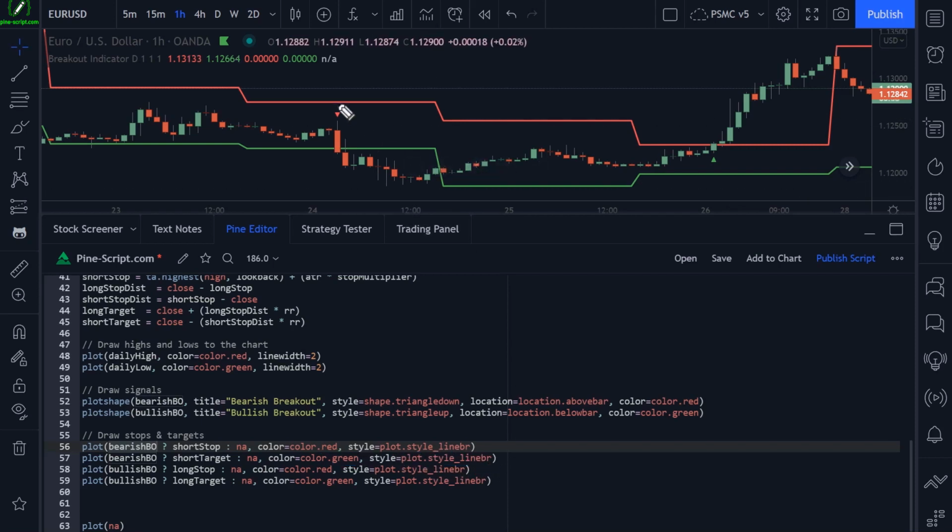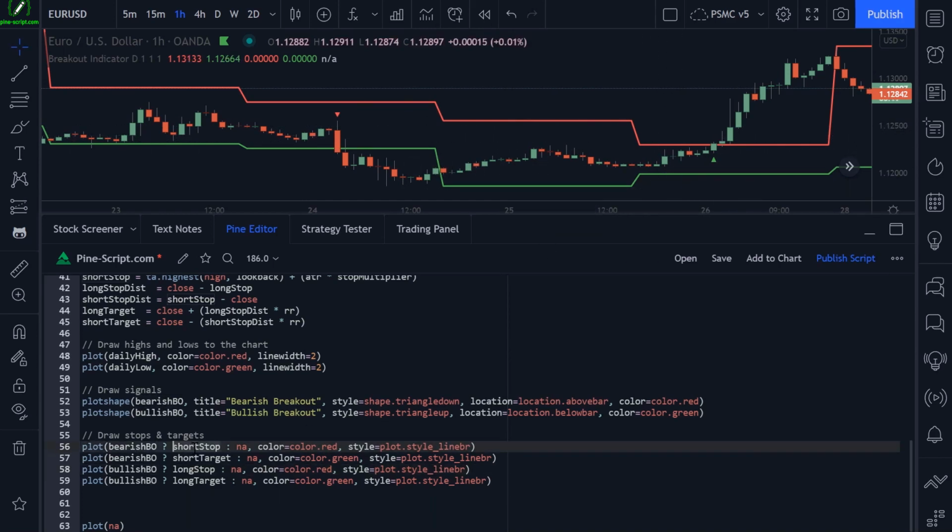So we want to break the line between signals so we don't get this wonky stop loss and take profit lines connecting to each signal. We want the line to break whenever a new signal is detected. And then the same for our bullish breakouts.